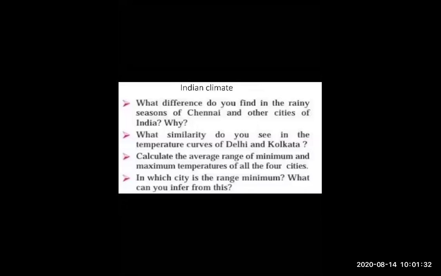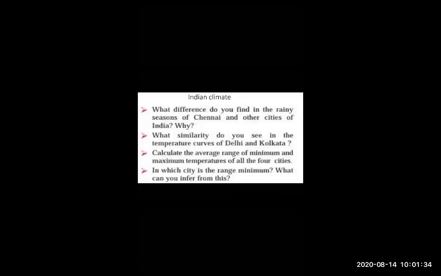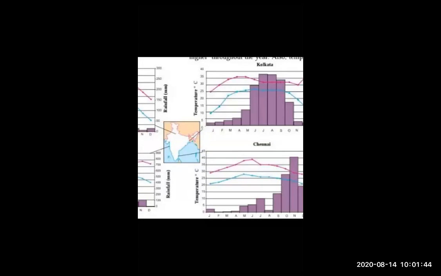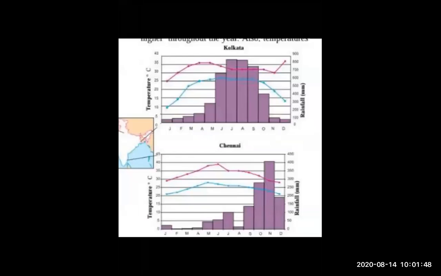What difference do you find in a rainy season of Chennai and other cities of India? Yes, there is more rainfall in Chennai, because Cherrapunji is the place where there is the most rainfall in India. But you should describe this properly.